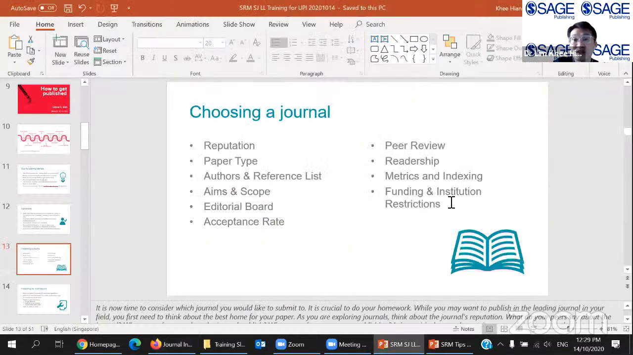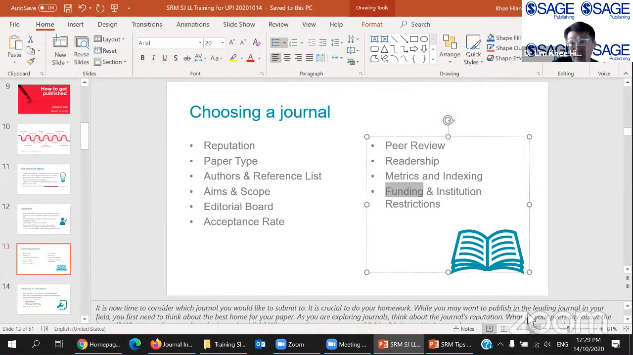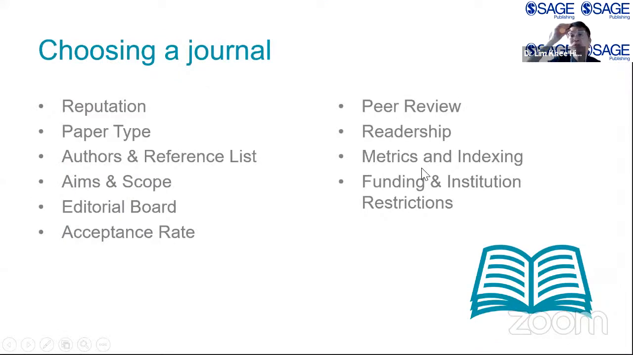All right, then of course, the funding institution restrictions. This one I think is more for open access, right? For the time being, I think it's less relevant to the Indonesian market. But let's say if you apply for a global funding and the funding body specifically says that your research papers need to be open access, then you need to be very careful. You cannot submit to a journal that's not open access, all right? You need to submit to a journal that accepts open access papers. So this is something that you need to be very careful about.